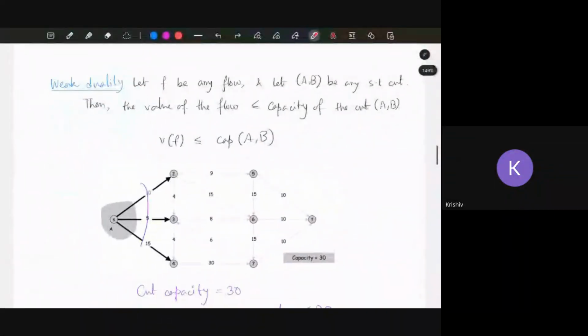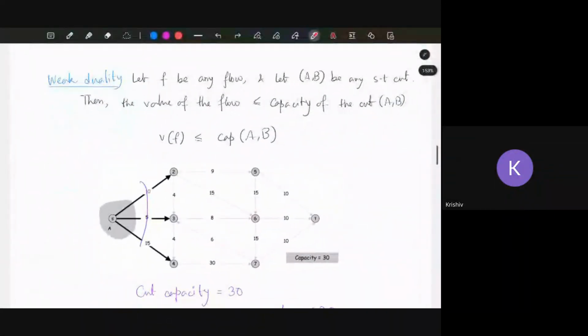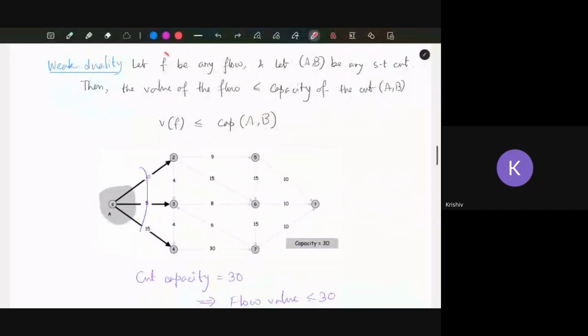And the next observation is weak duality. Suppose you have any flow f and any cut again, then the value of the flow is always bounded by the capacity of the cut. That's why we talk about the minimum cut and maximum flow, and we need to see if equality is achieved or not. This always holds.